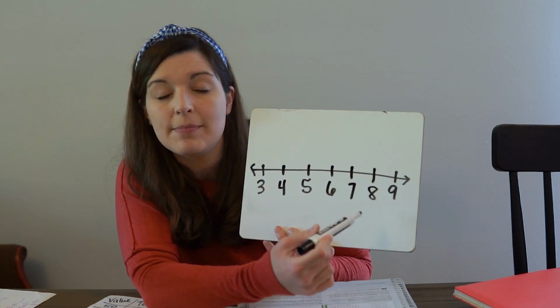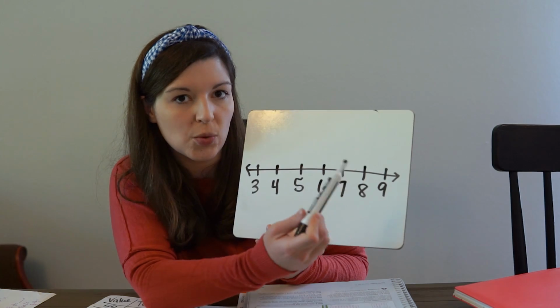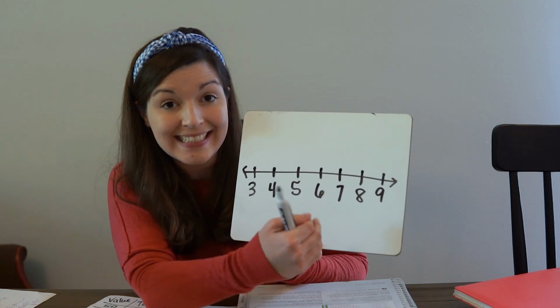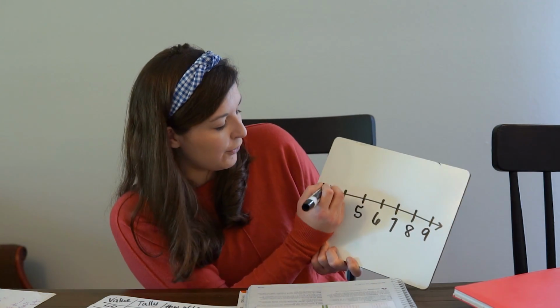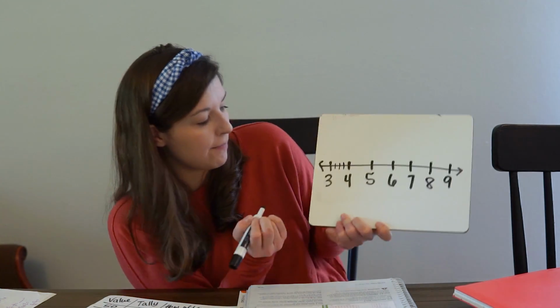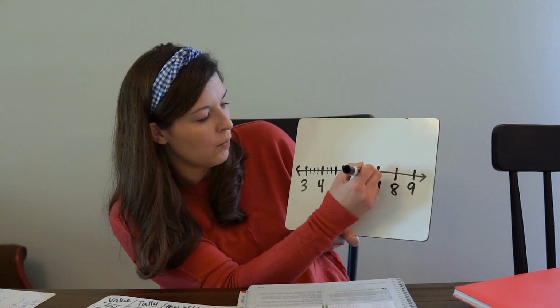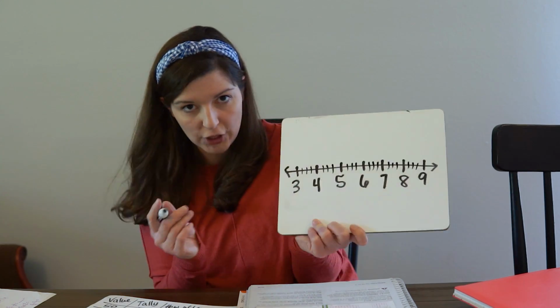I want this to be in fourths, though. So how many hash marks do I need to have in between each of the numbers? That's right. 3 slices makes 4 pieces. So every one of these needs to have 3 hash marks in between. 1, 2, 3. 1, 2, 3. 1, 2, 3. Perfect. Okay. Now, let's go to our data chart.